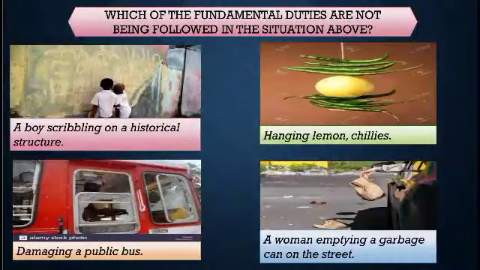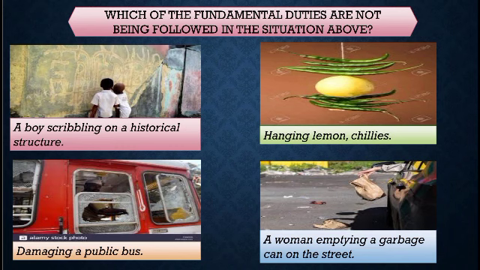A few pictures are given in your textbook on page number 85, and a question has been raised in the textbook: which of the fundamental duties are not being followed in the situations given here? We need to see the pictures and analyze which duties are not being followed. First of all, a boy is scribbling on a historical structure. Is it a correct thing?